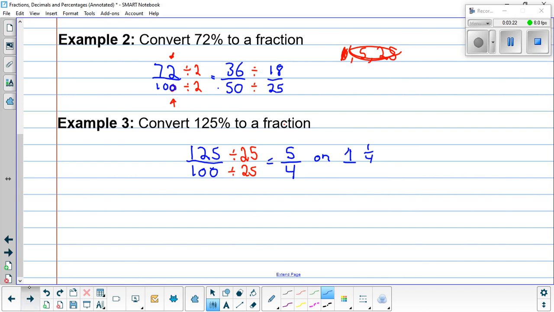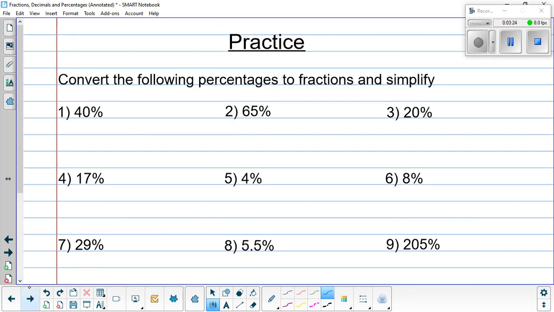Some practice problems for you to try out. There's 9 of them, so press pause, and then when you're ready, we will go through the answers.